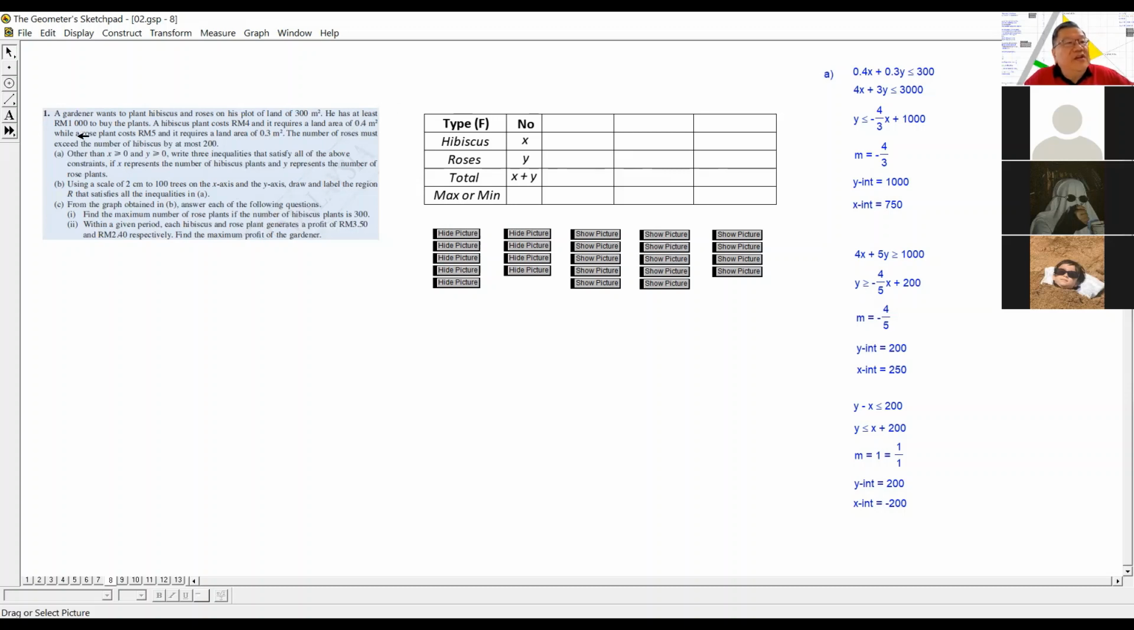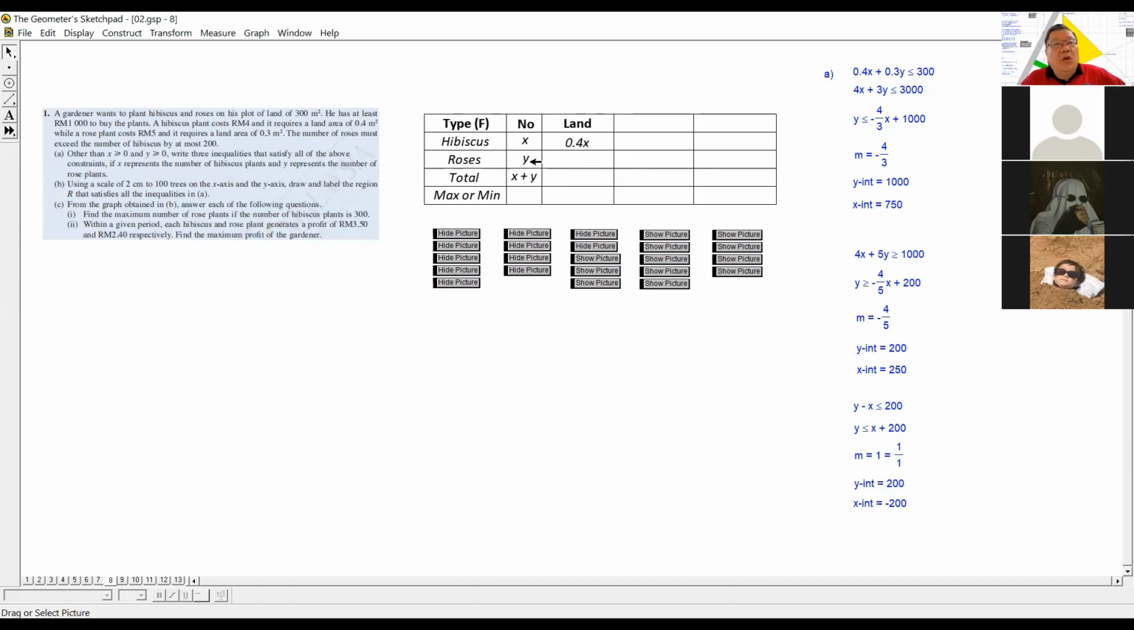The land, 0.4, 0.3. And the cost is 4 ringgit and 5 ringgit. So the first factor is the land, right? One hibiscus plant uses how much land? One hibiscus plant uses 0.4 meters. But I don't have one plant, I have x number of hibiscus plants. So it will be 0.4 times x.